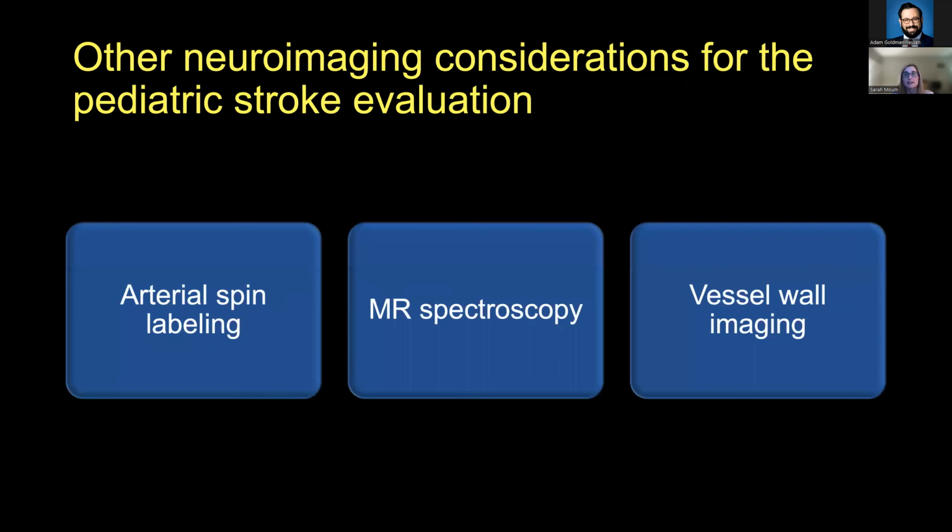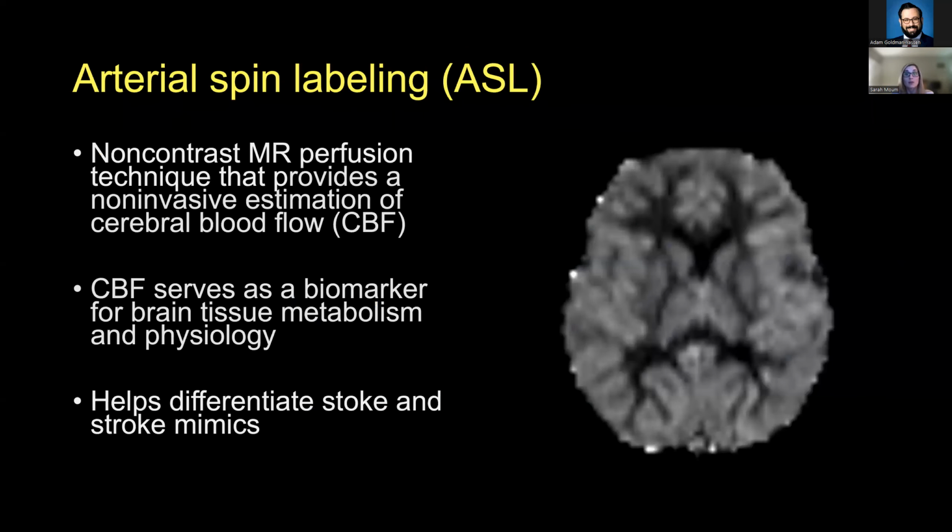We'll next discuss some advanced neuroimaging techniques that are helpful in the pediatric stroke workup: arterial spin labeling, MR spectroscopy, and vessel wall imaging. We'll now look at each of these in turn, beginning with arterial spin labeling, or ASL. ASL is a non-contrast perfusion technique that estimates cerebral blood flow, where cerebral blood flow, or CBF, is a biomarker for brain tissue metabolism and physiology. This sequence is also key in differentiating stroke and stroke mimics.